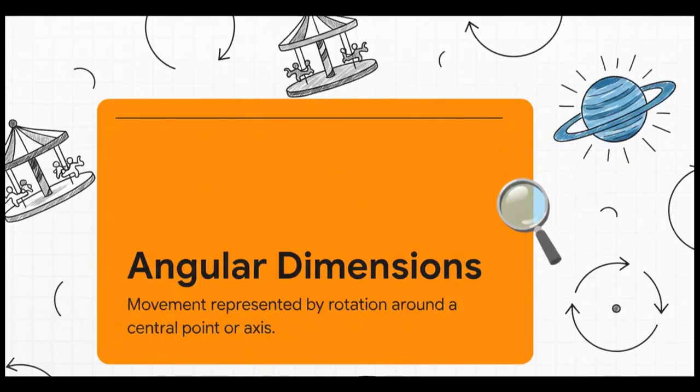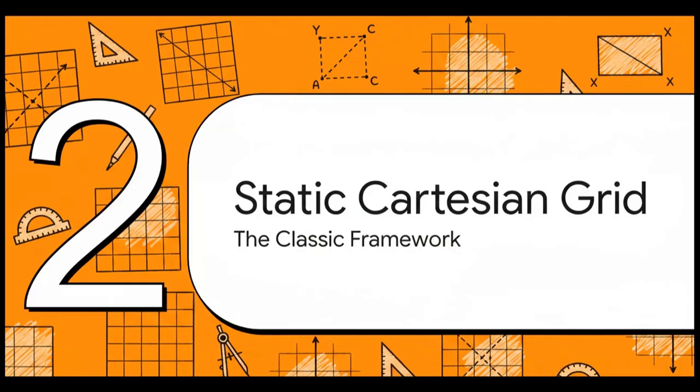Our second flavor is the angular dimension. This is rotational movement. Instead of moving in a straight line, the object is rotating around a central point, or an axis. Think of a merry-go-round, or a planet orbiting the sun. This gives us our second critical tool. Every complex coordinate system we build today will simply be a clever combination of these linear, straight-line dimensions and these angular, rotating dimensions.